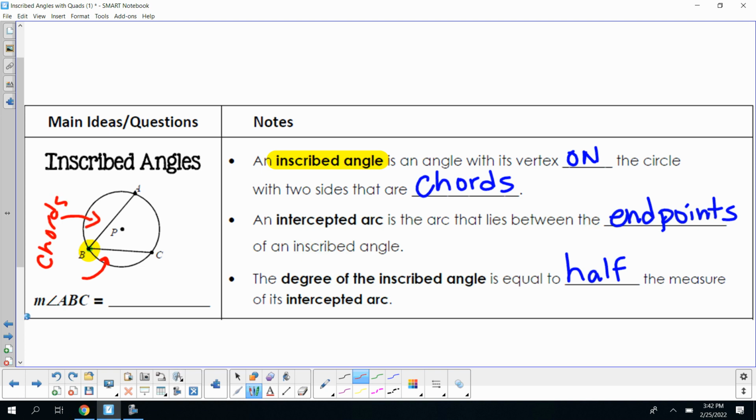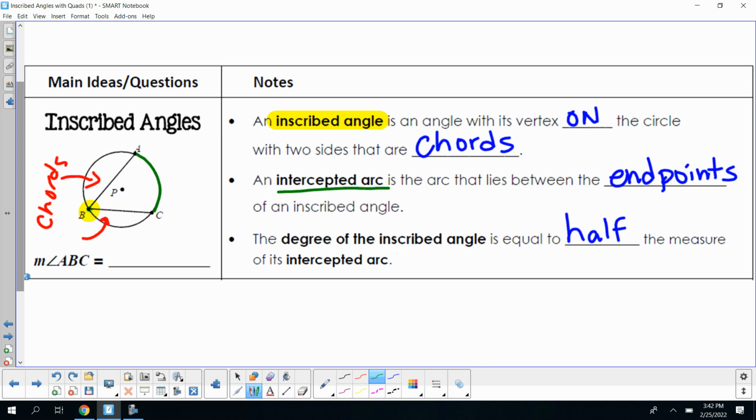The intercepted arc is the arc that lies between the two endpoints of the inscribed angle. So this arc right here, AC, is the intercepted arc of that angle. The degree of the inscribed angle is half the measure of its intercepted arc. So the measure of ABC is going to be 1/2 the measure of that arc AC.